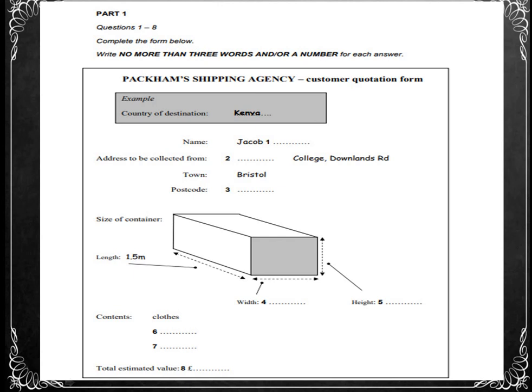You will hear a telephone conversation between a customer and an agent at a company which ships large boxes overseas. Good morning, Packham's shipping agents. Can I help you? Oh, yes. I'm ringing to make inquiries about sending a large box, a container, back home to Kenya from the UK. Yes, of course. Would you like me to try and find some quotations for you? Yes, that'd be great. Thank you. Well, first of all, I need a few details from you. Fine. Can I take your name? It's Jacob M. Kelly. Can you spell your surname, please? Yes, it's M-K-E-R-E.